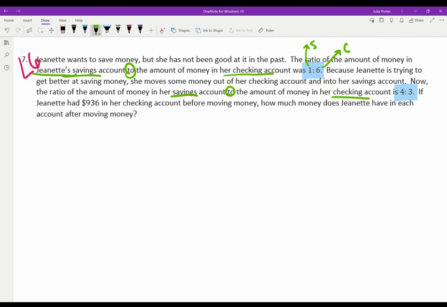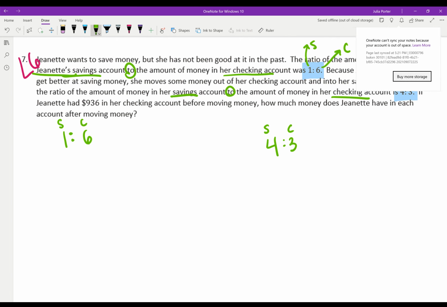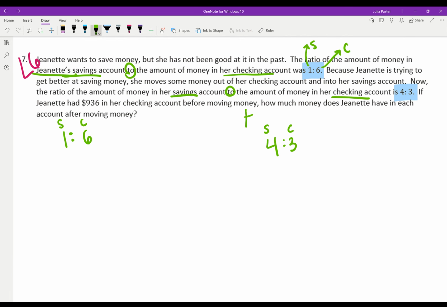So let's go ahead and write these down below. We got a ratio of 1 to 6, which is savings to checking. And then after, she has 4 to 3, and that's also savings to checking. And this is like after, and this is before.